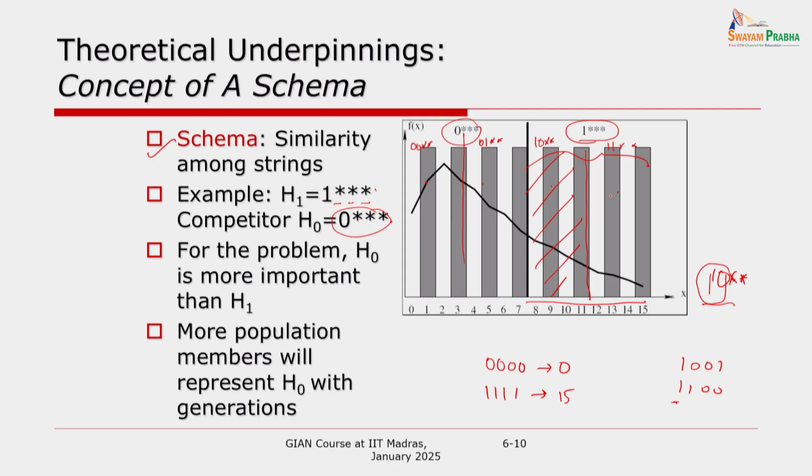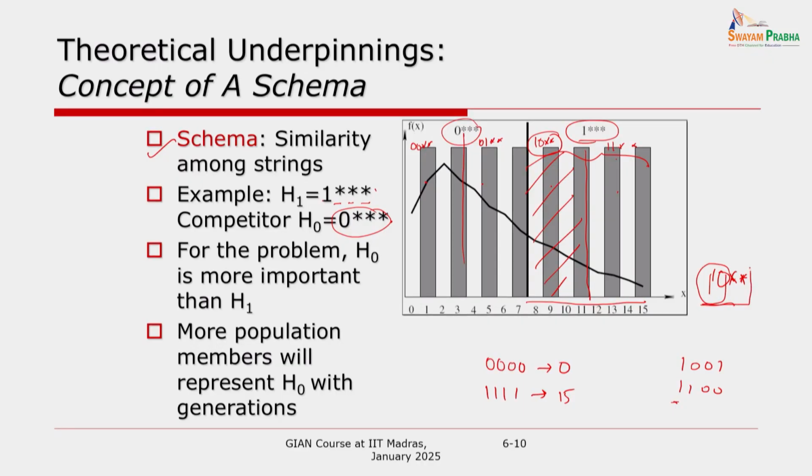Okay, same width, 4 regions are 4 different schema. When you say this one, its competitors are these. What do we mean by competitor? See, what GA is trying to do is, if GA is playing at this level with just 2 fixed bits, it's basically trying to decide, am I going to be in this region or this region or this region or that region? So that's why they're all competitors.